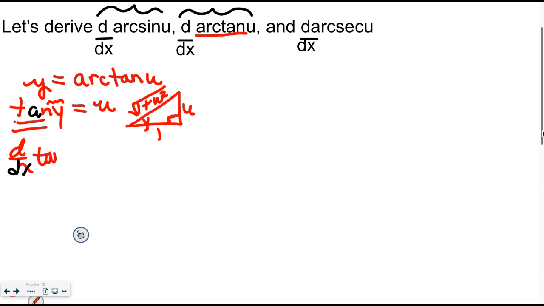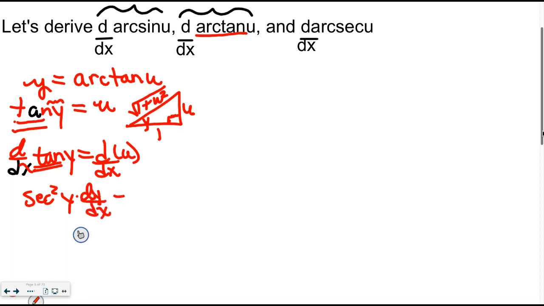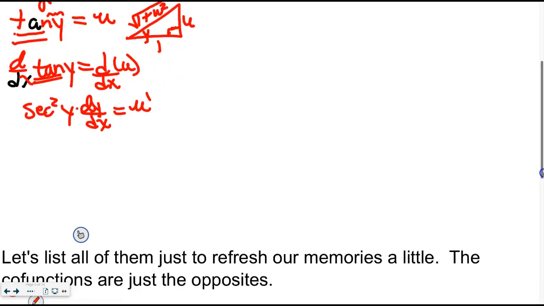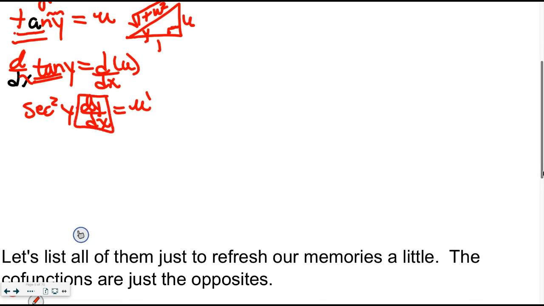of tangent y, and I'll take the derivative of u, or du/dx. The derivative of tangent x is secant squared x dx/dx, or just secant squared x. The derivative of tangent y is secant squared y times dy/dx. du/dx, we usually just call u prime. You can call it du/dx if you want, but I'm going to leave it as u prime if you don't mind. So remember, my goal is to figure out what is the derivative of the arctan of u. And that's what y was.